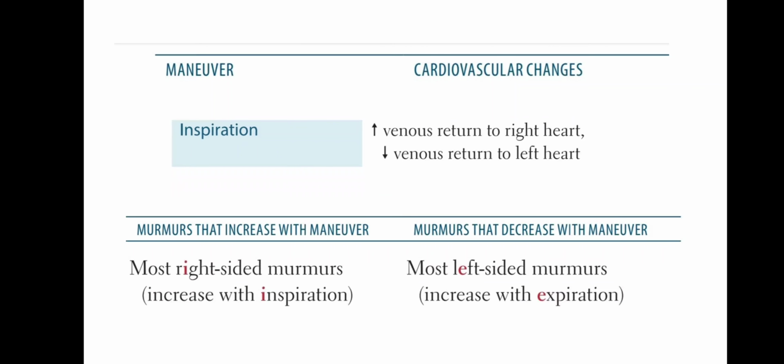During the maneuver of inspiration, there is an increase in the venous return to the right side of heart and decrease in the venous return to the left side. In terms of maneuvers, most right-sided murmurs increase with inspiration. Conversely, most left-sided murmurs are noted to increase with expiration. Now let's solve some questions.